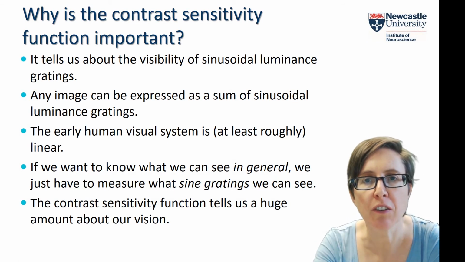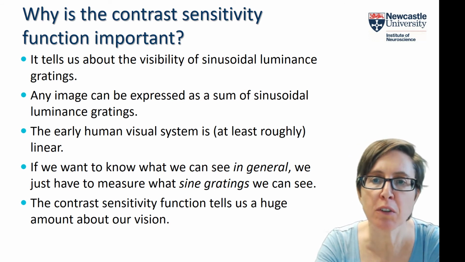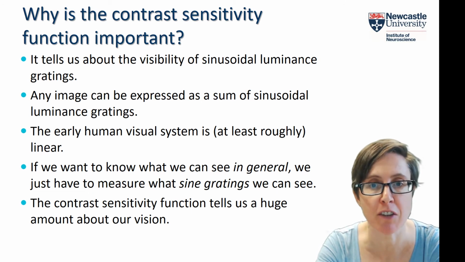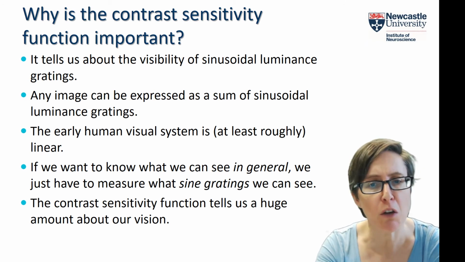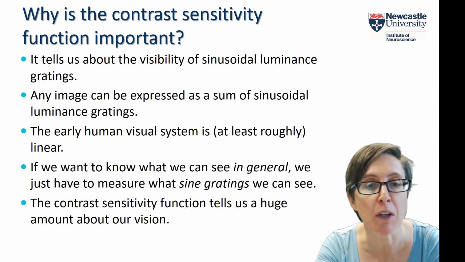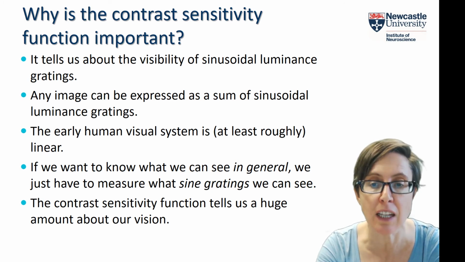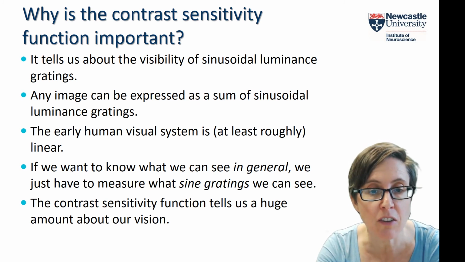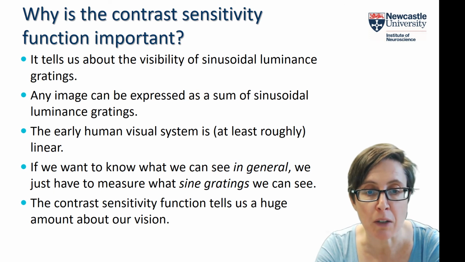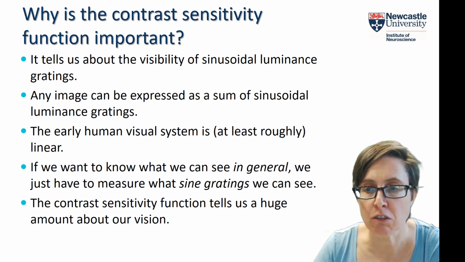So I hope that was at least partly clear, but don't worry if you found it hard going. Really just what I wanted you to take away was the idea that any image can be expressed as a sum of sinusoidal luminance gratings. And because the early human visual system is at least roughly linear, what that means is if we want to know what we can see in general, we just have to measure what sine gratings we can see, and then we can deduce what we'll be able to see in any image. So this contrast sensitivity function is absolutely fundamental to measuring and assessing our vision. It really tells us a huge amount about our visual abilities, and that's why I'm banging on about it so much. So there it is, the contrast sensitivity function.